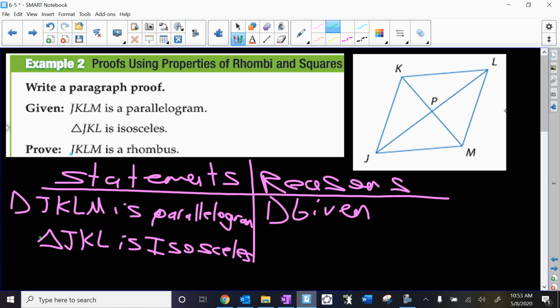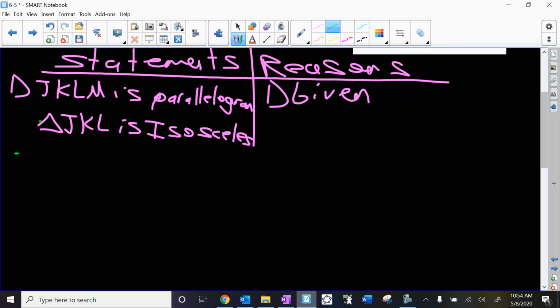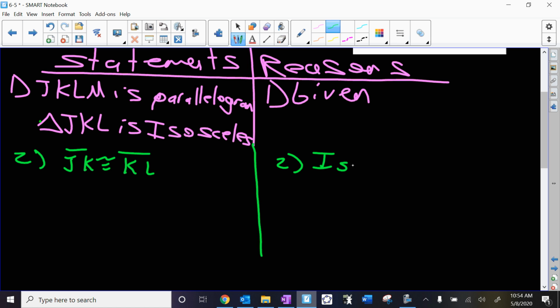So looking at my next step, it's actually going to come from the idea of this isosceles triangle. If I know that JKL is isosceles, I know its legs are congruent, which means then KJ should be congruent to KL, which is going to be your second step. JK equals KL, or congruent. Let's actually do congruence, because we have an isosceles triangle.